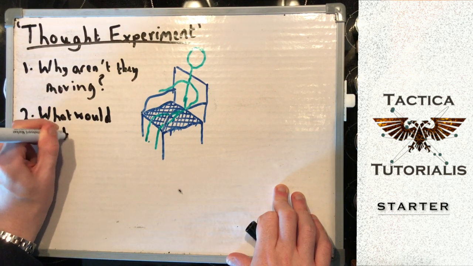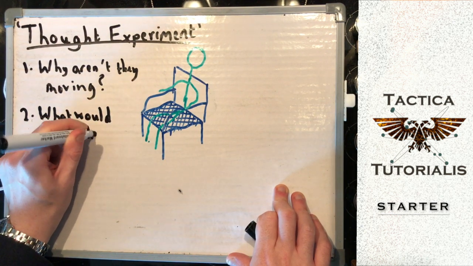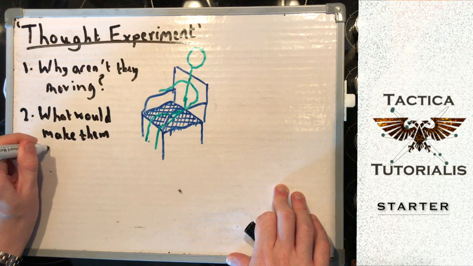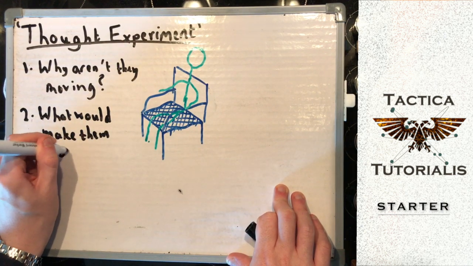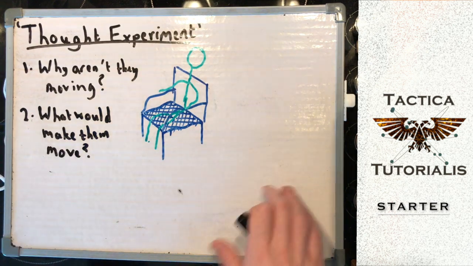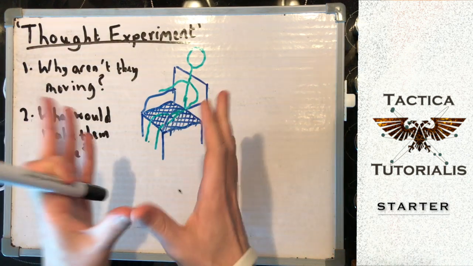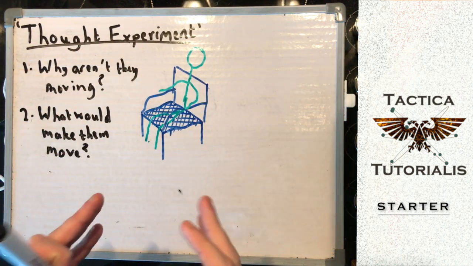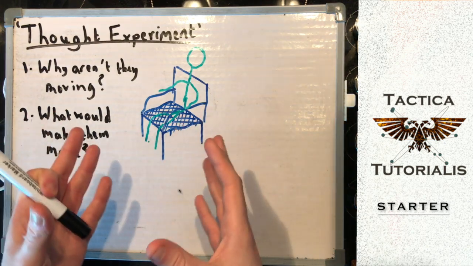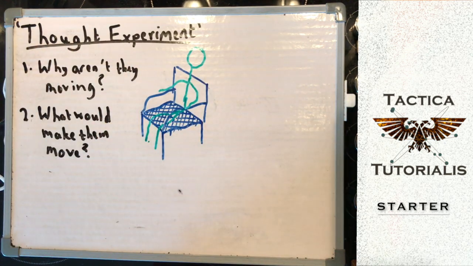So what would make this person move? And no, I will not accept as a theoretical answer being jump scared awake. We're in physics here, so try and think a little bit more physics than that. What would you have to do to make that person move, or make the chair move? Because we're going to treat this whole as one system.